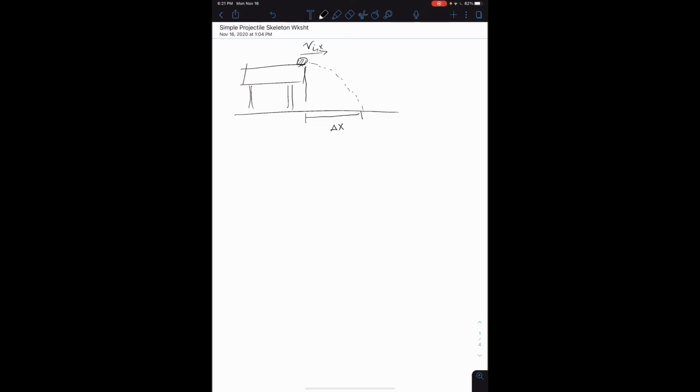and start some delta y above the ground. Now, the reason it's a projectile is because the only acceleration it experiences is the acceleration due to gravity, which we can call g, but it's going to be downward. And that's it, right?